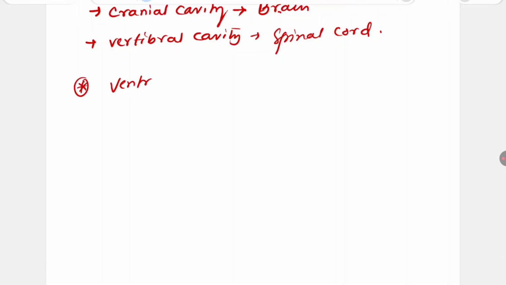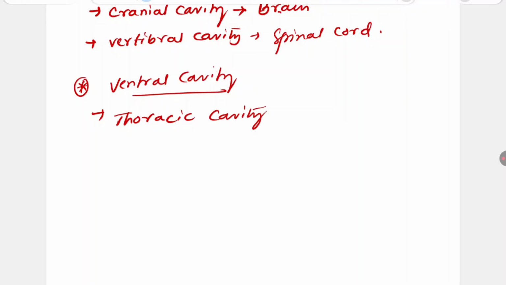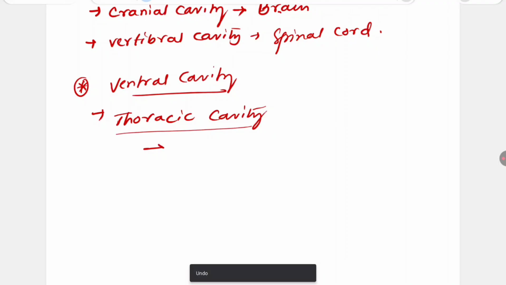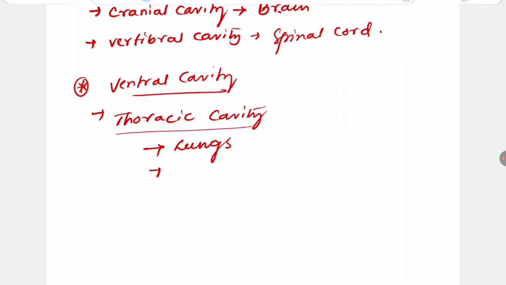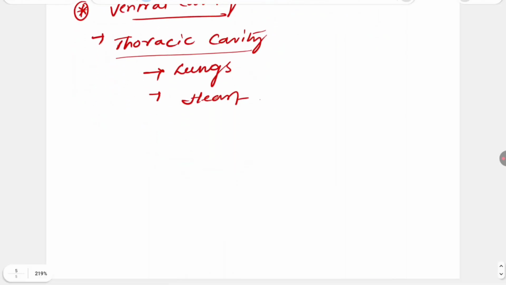And then what is there? Ventral cavity. This is also two types. First is thoracic cavity. In that what will be there? First is lungs, heart. These both are there in the thoracic cavity.